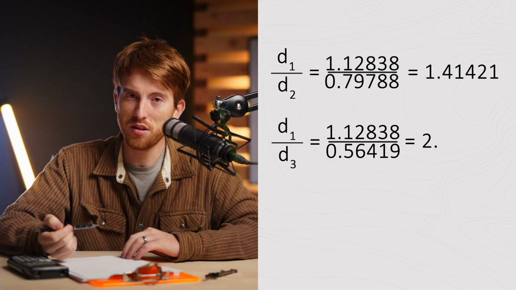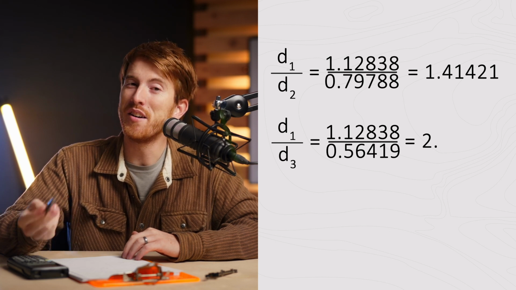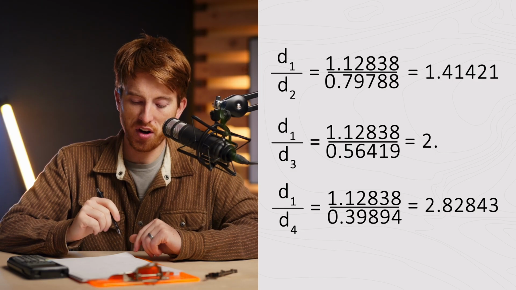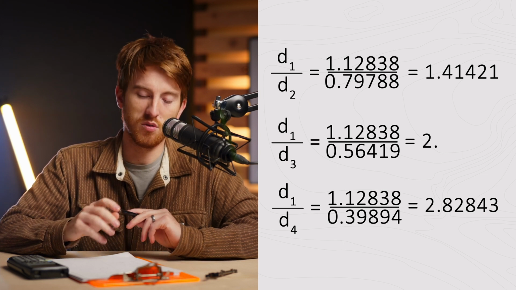Let's do D1 over D3. That's 2. Another aperture number that we're familiar with. I calculated the diameter of a circle that has a surface area of 1/8. It is 0.398942. Let's do one more calculation. D1 over D4 is 2.82843. Round that off, you get 2.8.